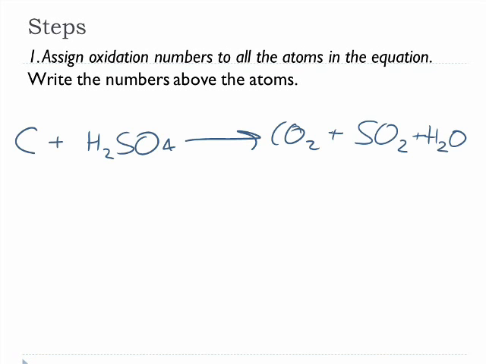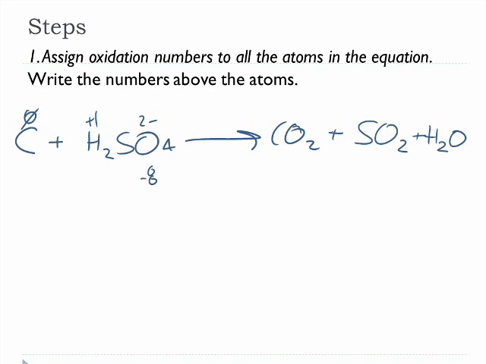The first step is to assign oxidation numbers to all the atoms in the equation. Write those numbers above the atom. We already did this in the previous section. Let's look at carbon. We know if it's all by itself, it's 0. Oxygen we know is 2 minus. Hydrogen we know is plus 1. So again, what would sulfur be? We know that these have to add up to be 0 in a neutral atom. So negative 2 times 4 is a negative 8.